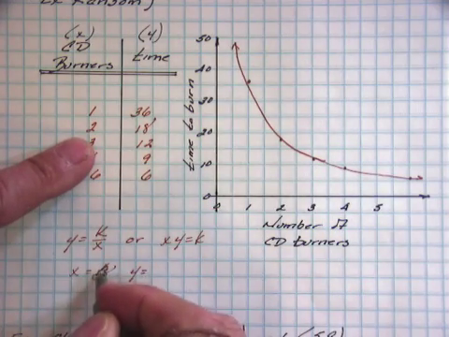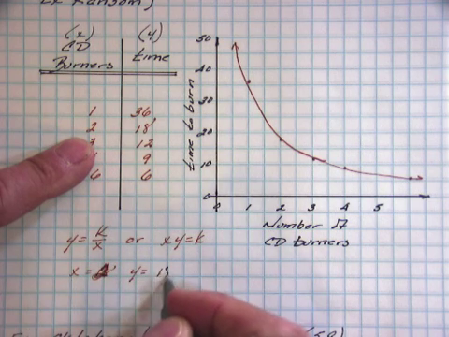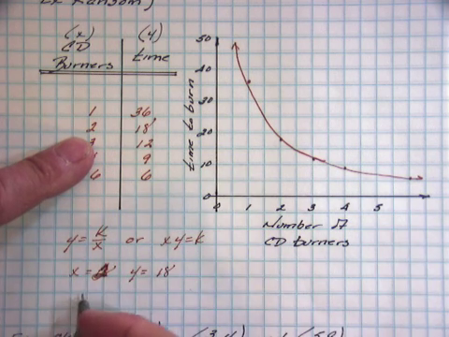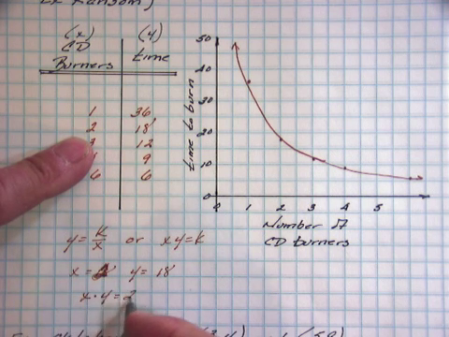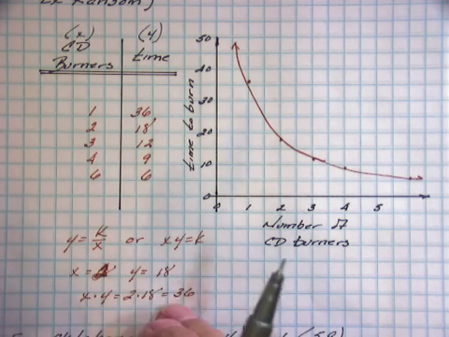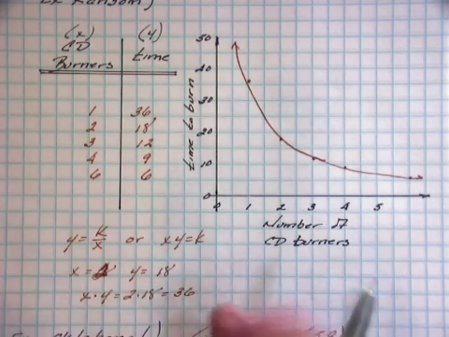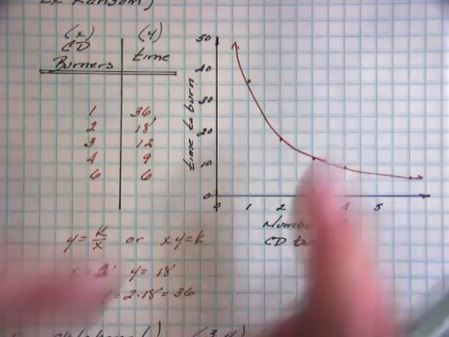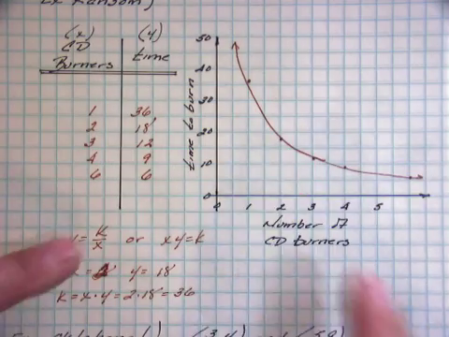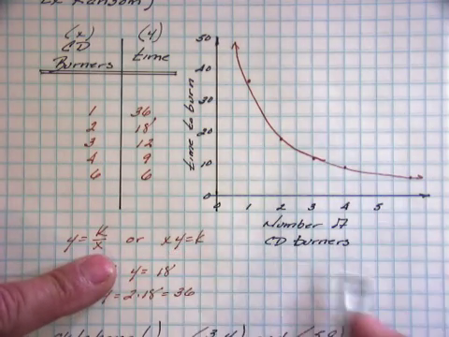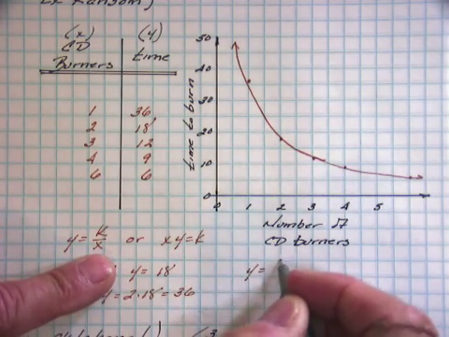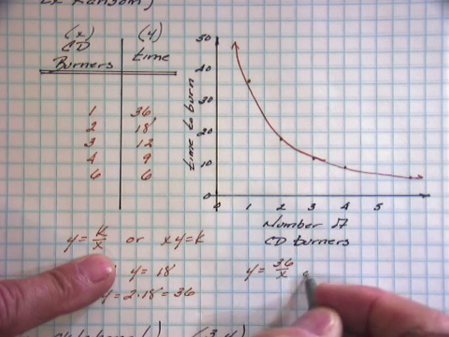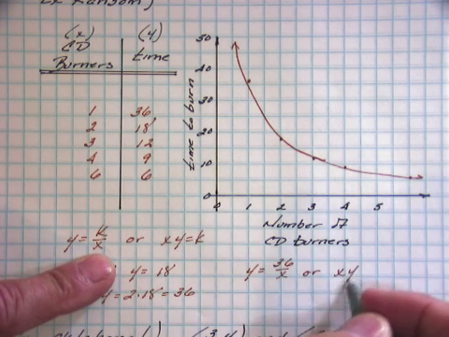So let's try 2 and 18. Sorry, totally wrong, scratch that. When x equals 2, y equals 18. So we've got x times y equals 2 times 18 equals 36. So my constant of variation, in this case, k, equals 36.